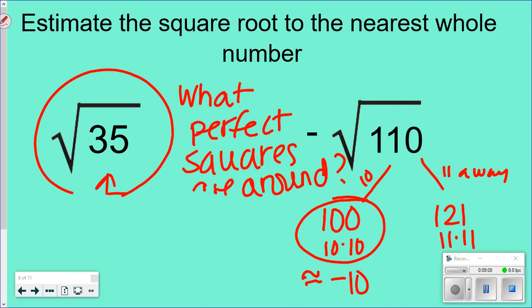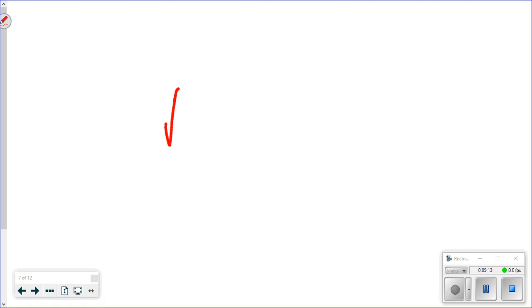So here's another example. What if I say the square root of 59? Okay, so think of your perfect squares, and we're estimating.